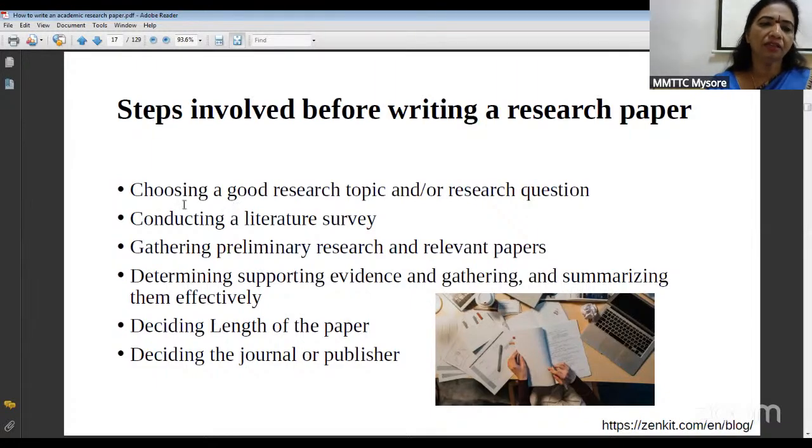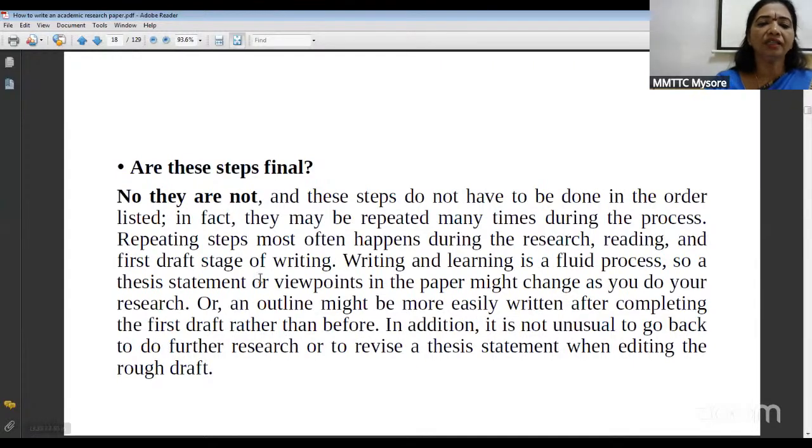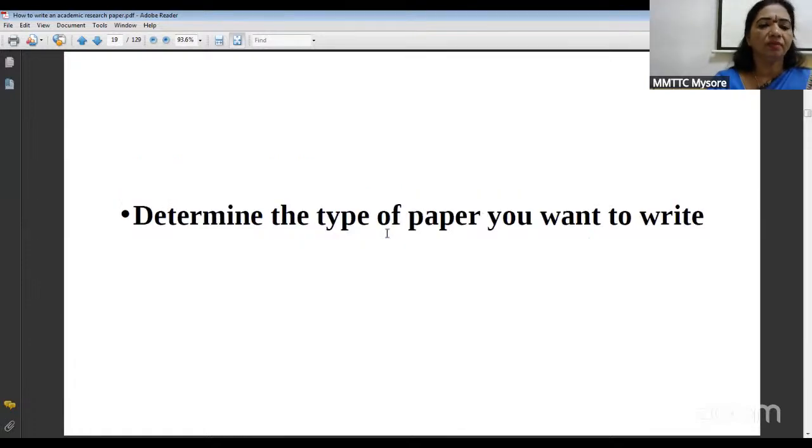Then you conduct a literature survey and collect similar work which has been done on that particular topic. So, gathering preliminary research and relevant papers, and then you decide the supporting evidence, gathering and summarizing them effectively. Afterwards, you decide the length of the paper, and then you decide the journal or the publishers. Okay, so are these steps final? No, they are not. These are just hints, the preliminary process I am telling you. These are not the final steps. You can come up with your own steps.